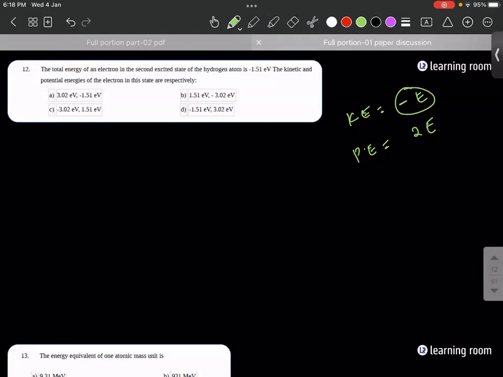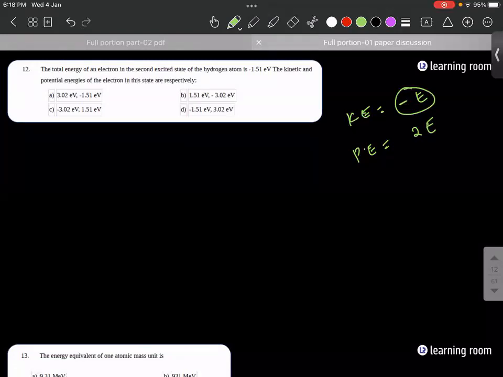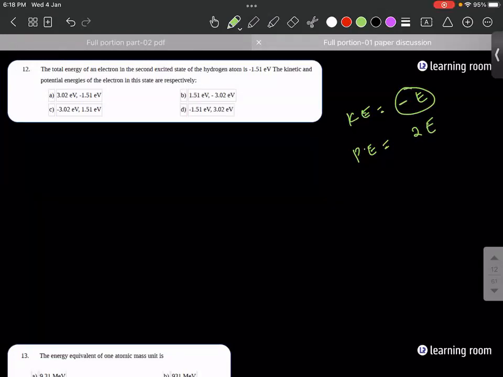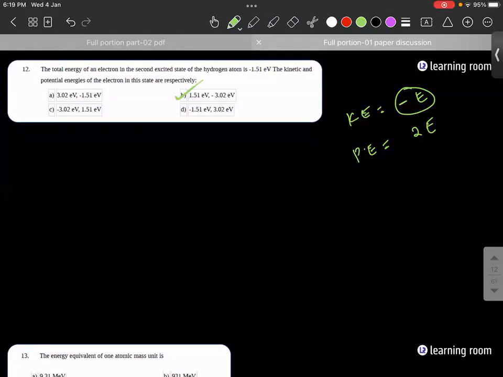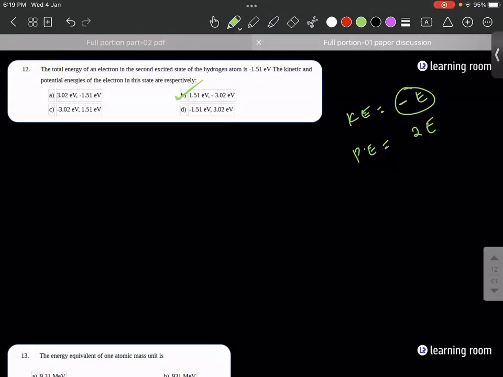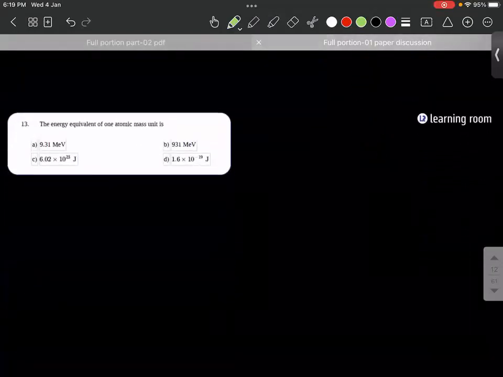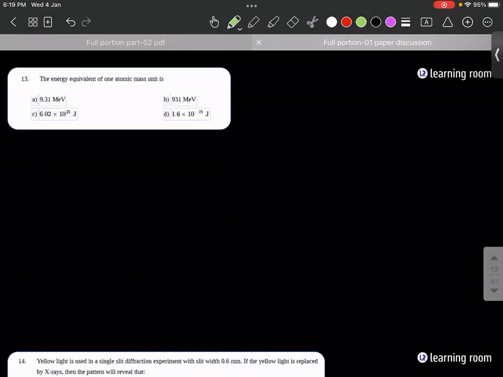And what about the potential energy? 1.51 into 2. So how much will be the answer? Minus 3.02. So option B should be the right answer. That is the right answer. So 13th one is easy. Directly you can see 931 mega electron volt.